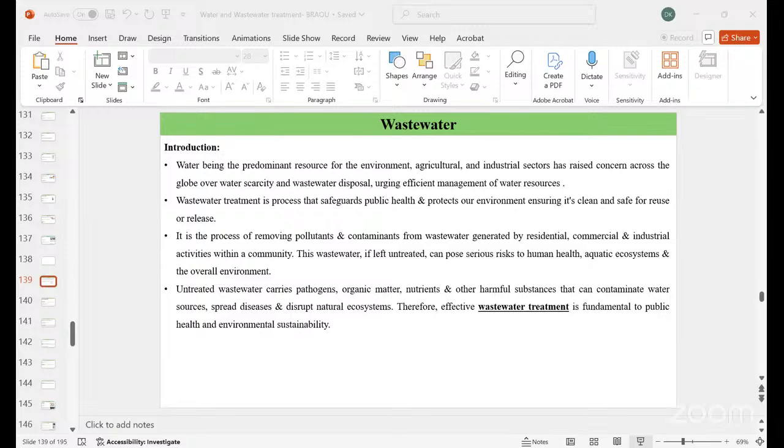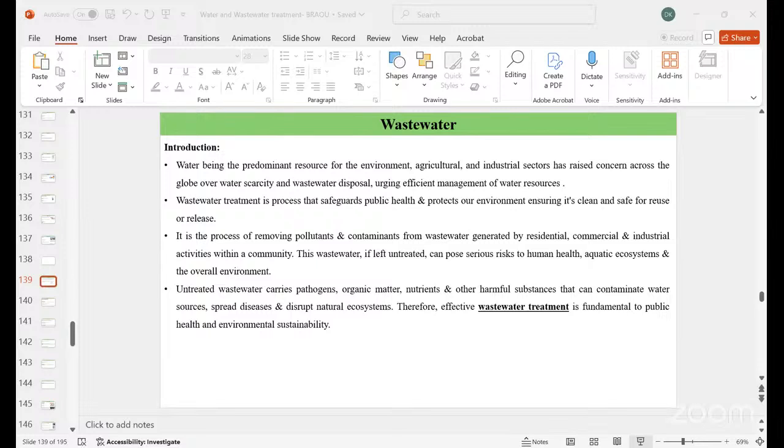So coming to the preliminary treatment, it removes large debris and heavy solids from the incoming water. In this preliminary treatment, let us look into the screening level, which involves the use of bar screens or mesh screens to capture large objects such as sticks, leaves, rags, logs, plastics, etc. that obstruct the flow of water, and the collected debris is then transported to the landfill or incinerated.